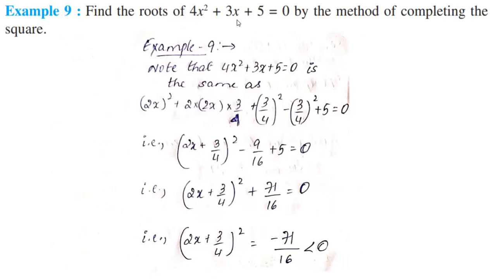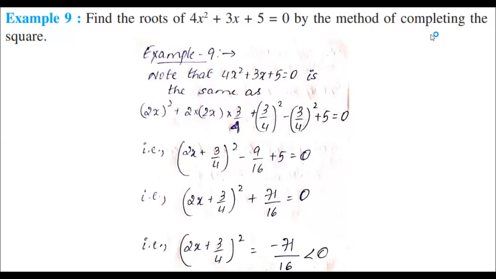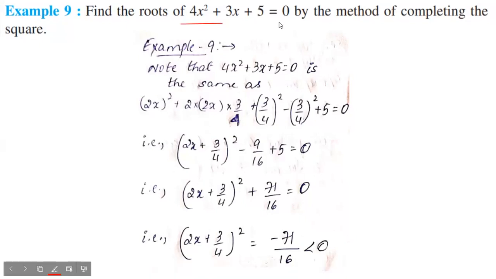In the next question, 4x square plus 3x plus 5 equals 0 by completing the square method. Here they have specified. If not specified, you can solve it by any other method also. So yeah, nothing can be done, but we have to. So this is in the form, 4x square can be expressed as 2x the whole square.